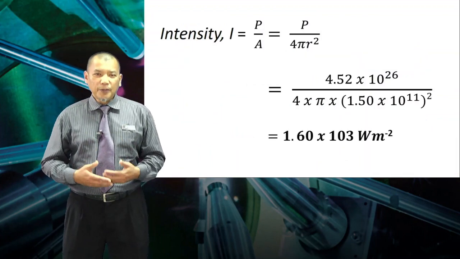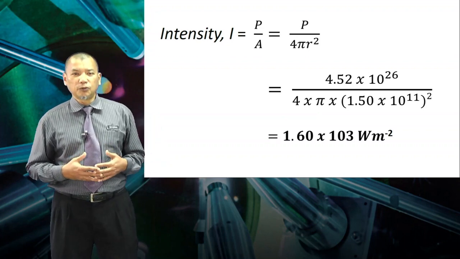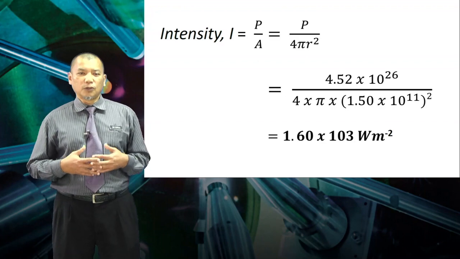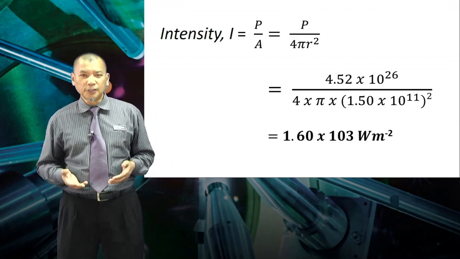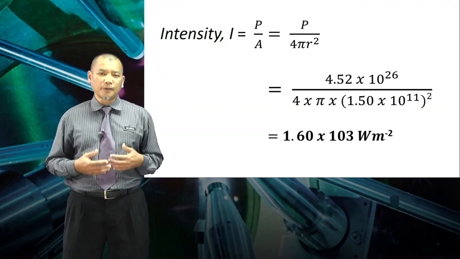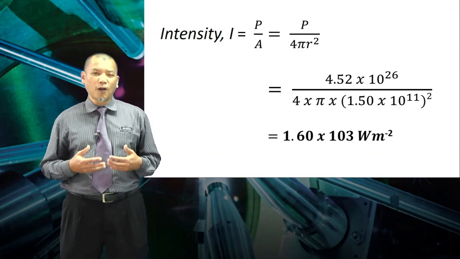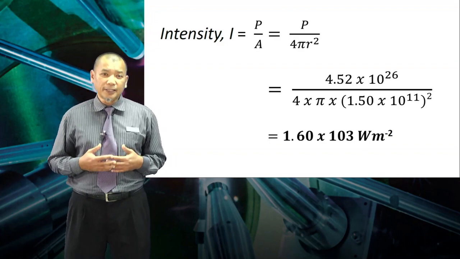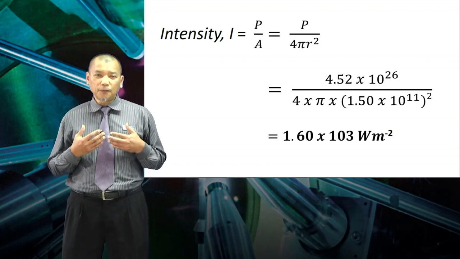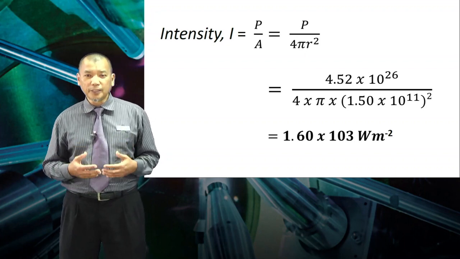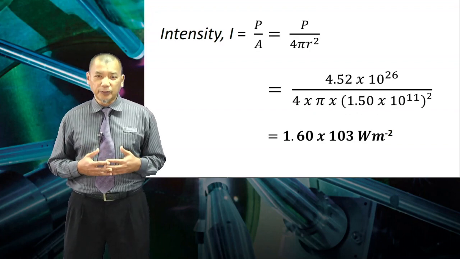Be careful during the substitution of the magnitudes given into the formula. So we come out with 4.52 times 10 to the power of 26 divided by 4 pi times 1.5 times 10 to the power of 11, squared. Then the answer is 1.6 times 10 to the power of 3 watts per meter squared. Please, again, don't forget the unit.